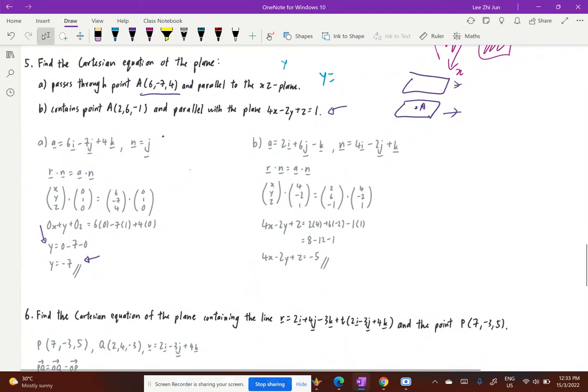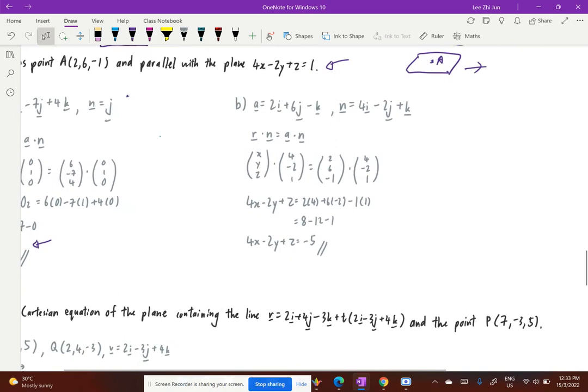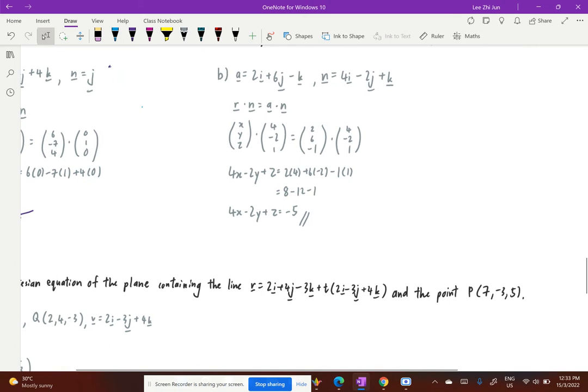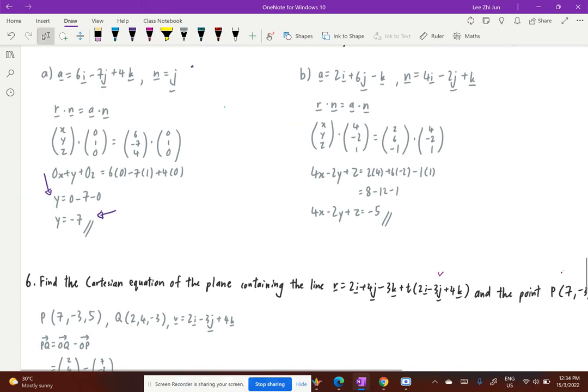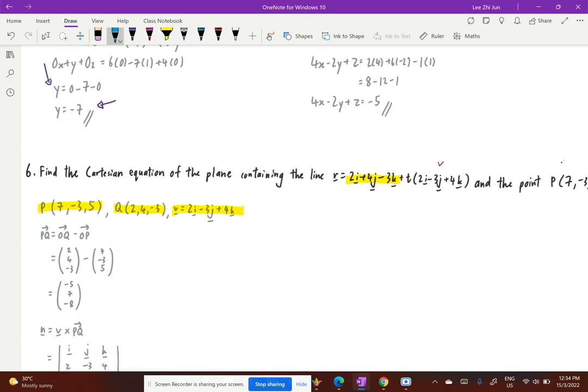Okay, so we go to the last question. Find the Cartesian equation of the plane containing the line and the point. For this question, you need to obtain the fixed point, a free point, and a vector. So the fixed point will be this 2i plus 4j minus 3k. I write it as Q, and the free point will be P, and the vector. So let me find the vector PQ.